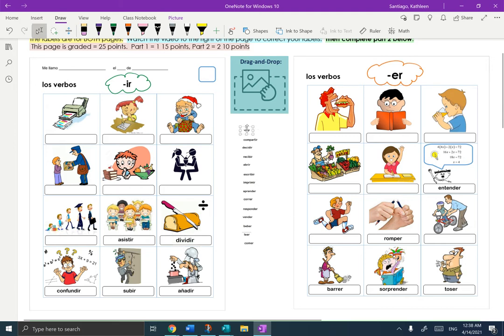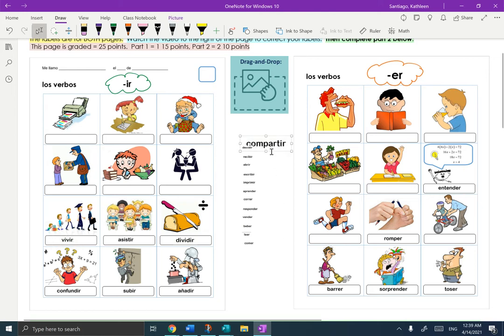Let's look at the next one. Vivir. Another IR verb. So vivir, I always think of the Ricky Martin song, Vive la vida loca. So vivir, to live. So this is going to go here. I'm going to resize a little. That is the life of the little boy, right? Vivir, to live.